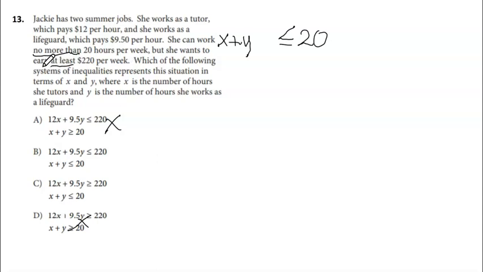Jackie wants to earn at least $220 per week. So it's going to be at least $220, right? So between these two, right, we just look through. That eliminates this. So this is our answer, right?